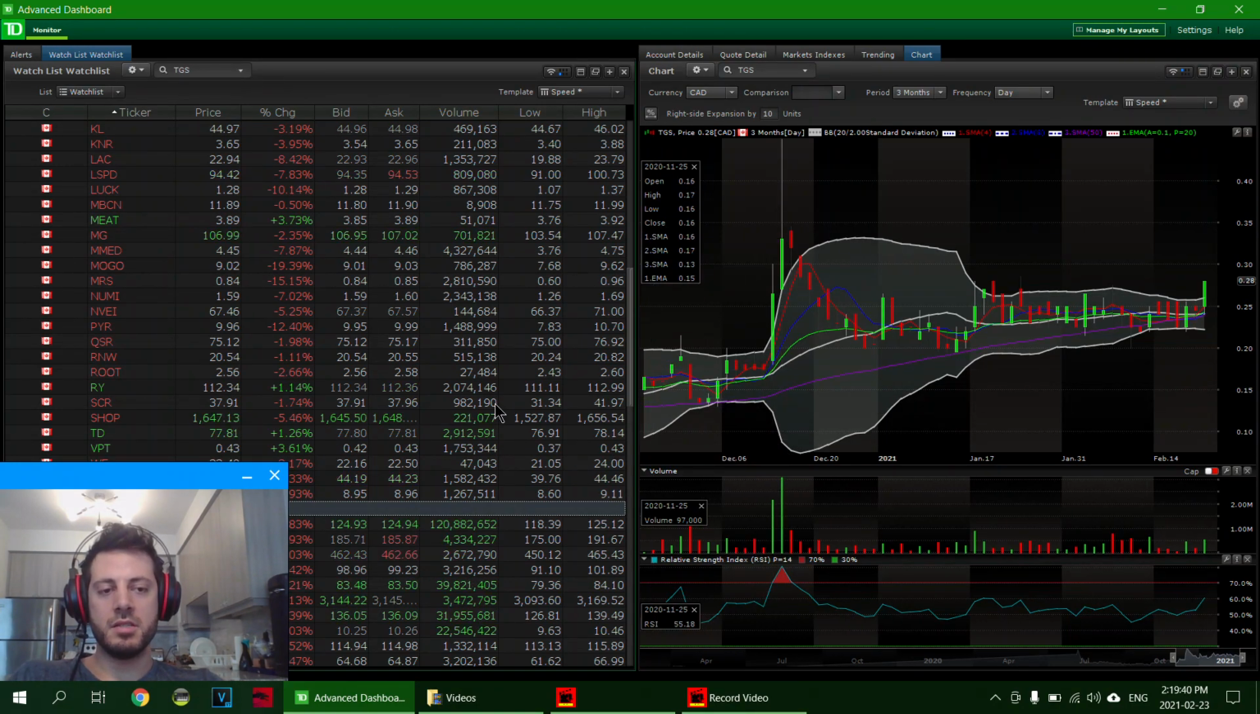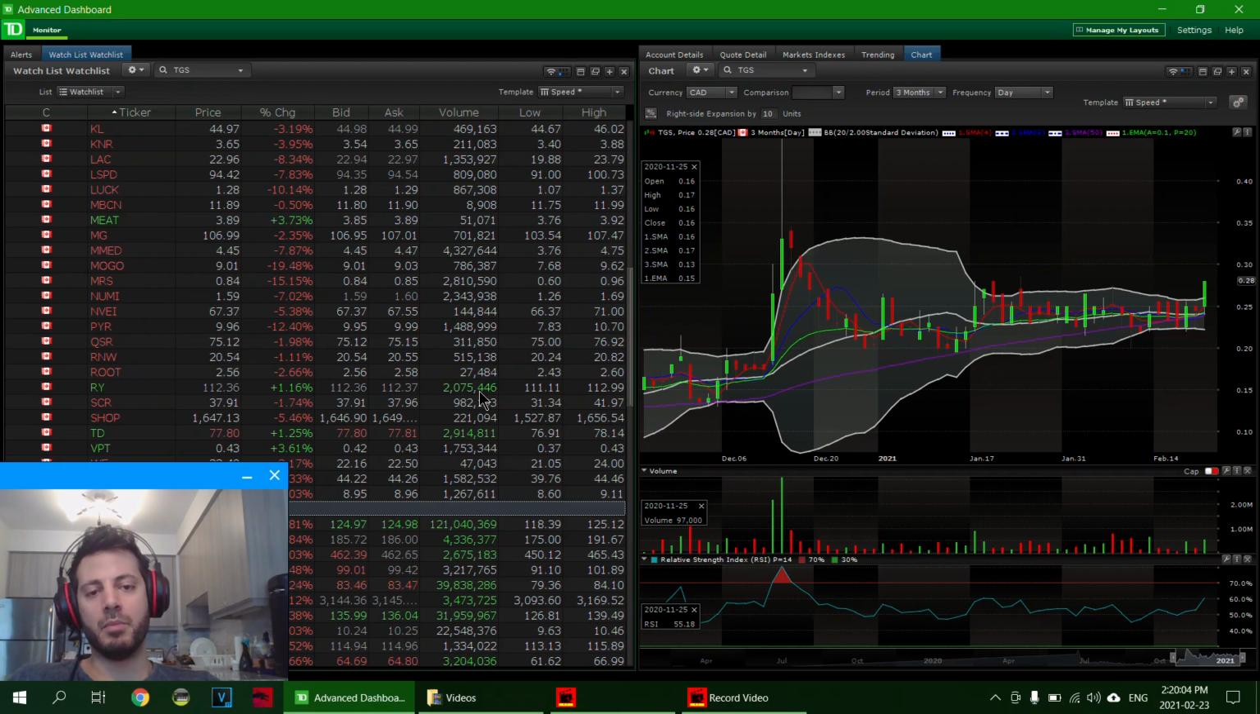So first of all, this is TD Advanced Dashboard that I'm using right here. This is a good platform. There are better platforms. TD Thinkorswim is one of the best platforms to my knowledge. I don't use that because that's only US stocks, and you have to get a margin account for that. And I don't like margin accounts because I tend to get a little crazy.